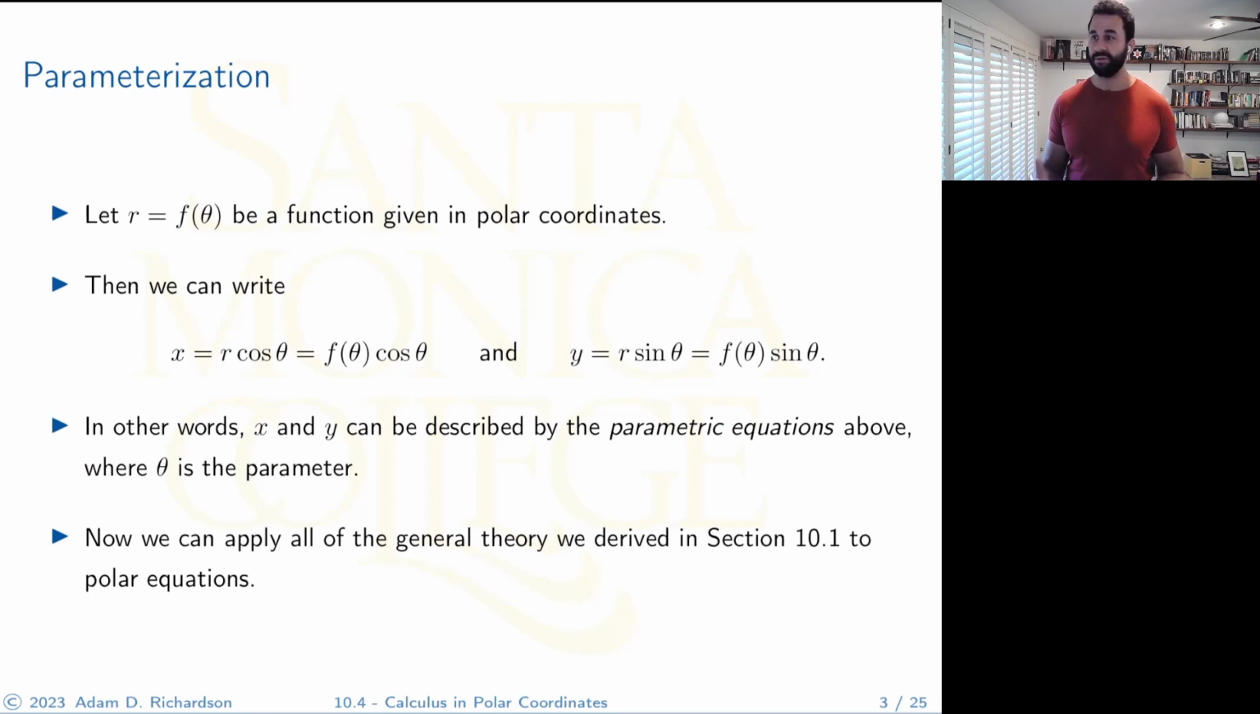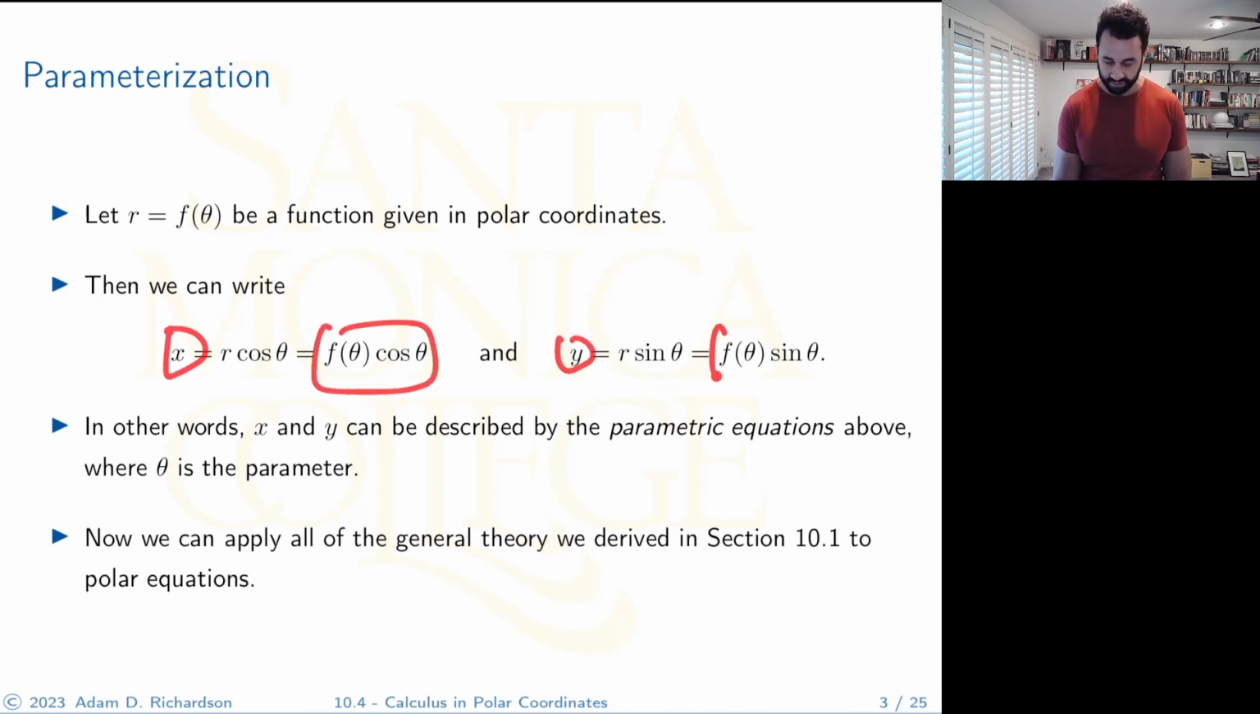It's just a kind of parameterization. Let's say that we have a radius function f of theta, given in polar coordinates. So you put in an angle and you get out a radius. Then we can write x equals r cosine theta, but because r is a function of theta, we can replace r with f of theta. Sometimes we'll even just call it r of theta. That's very common. So x is f of theta cosine theta, and y is f of theta sine theta. In other words, we can describe x and y by these parametric equations.